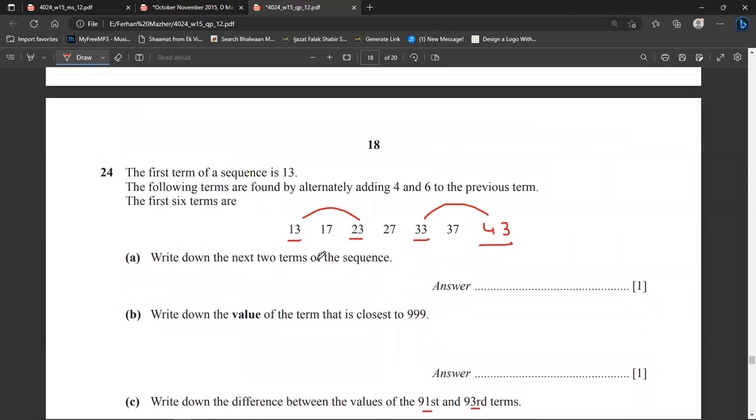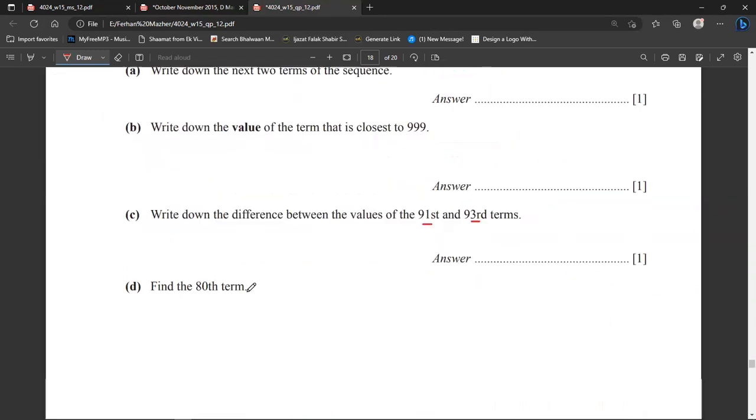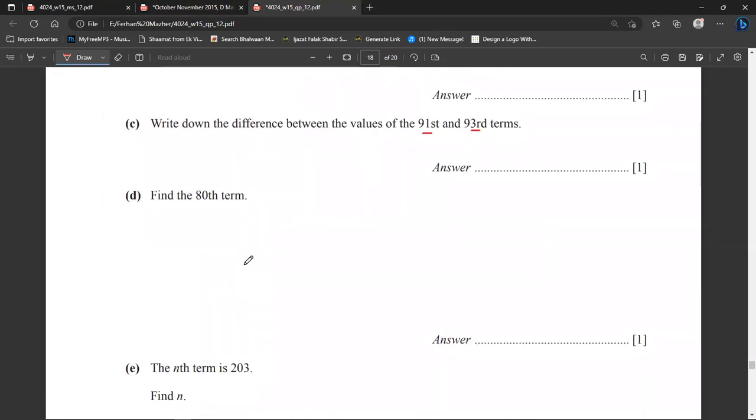You see, 80th means even position. So on the even positions, you have 17, 27, 37. These are on the even positions: second position, fourth position, sixth position. Now he's talking about the 80th position. So in the 80th position, you will have 400 and something.